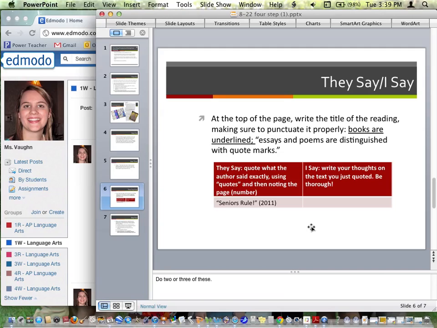At the top of your page, you would write or type the title of what you're reading. Make sure you underline titles of books. This is an article, so it would be in quotation marks instead of underlined. Then you'd put your quote that you found in your article here, and then what you thought or your annotation on this side. Excuse me. Today you would probably do this in your notebook. Then you'd have several of those. I'd say 4 or 5 would be good for this article.